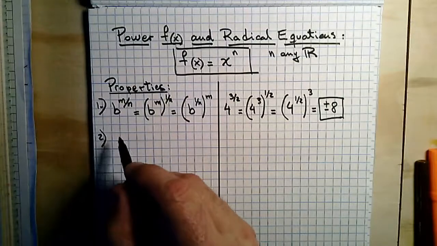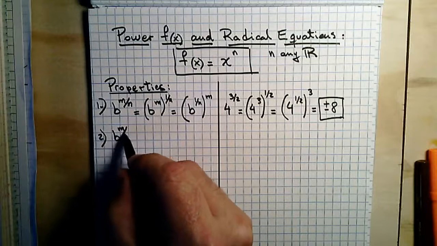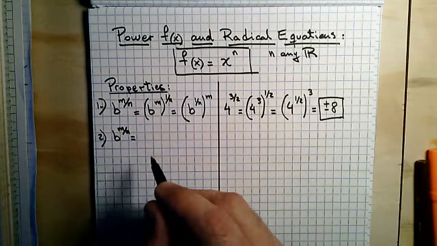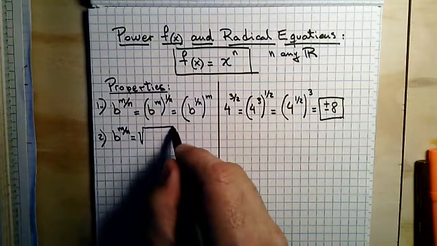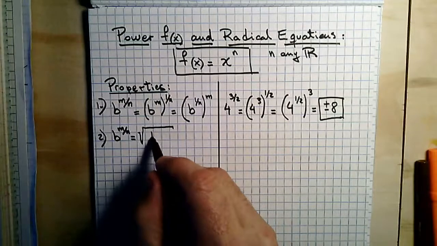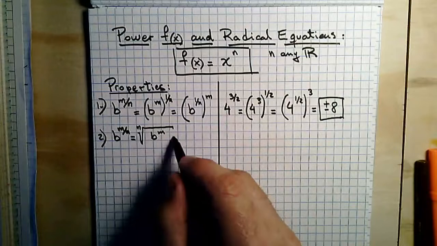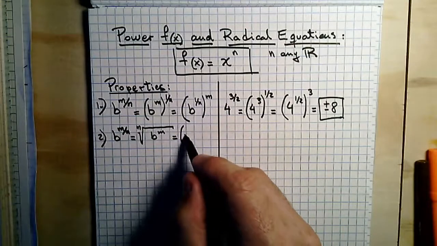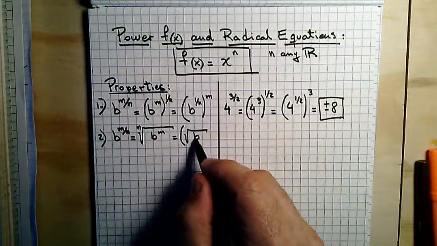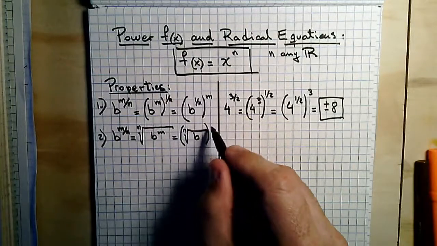Number 2, so we have b to the power of m divided by n. I can use a radical expression now. The radical here is going to be the nth root of b to the m. And I can do parentheses, the nth root of b, and here to the power of m.